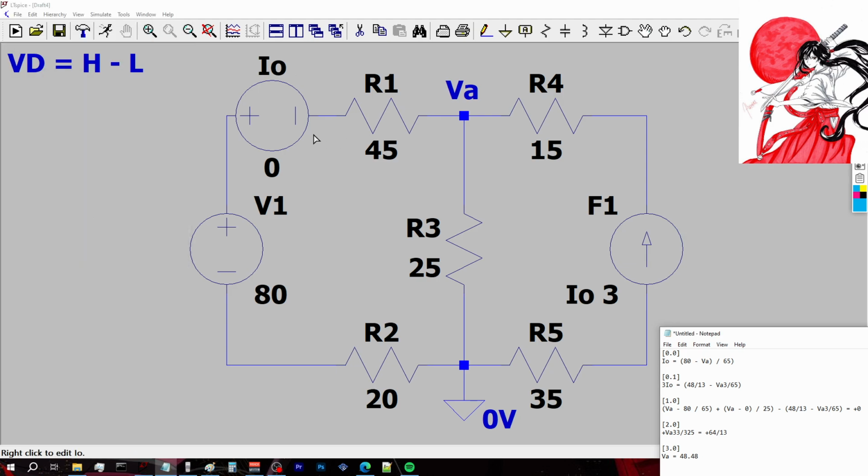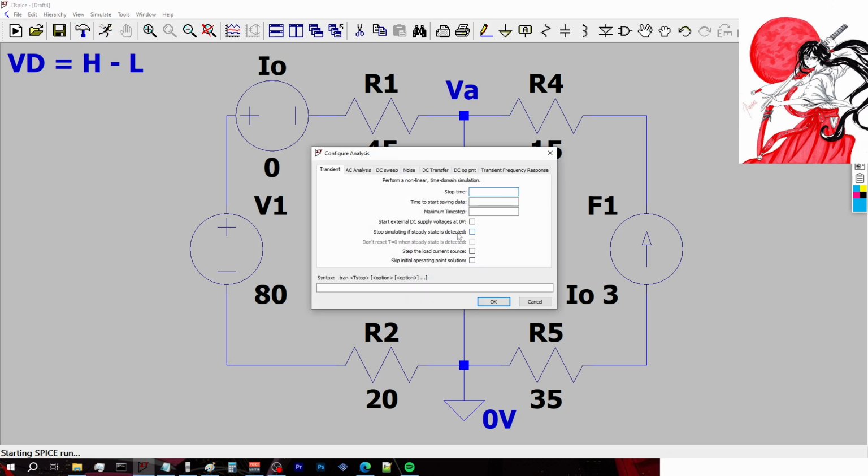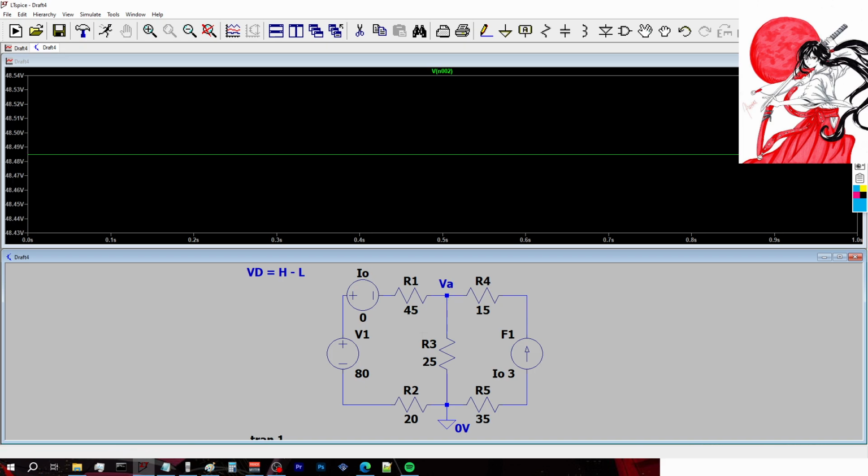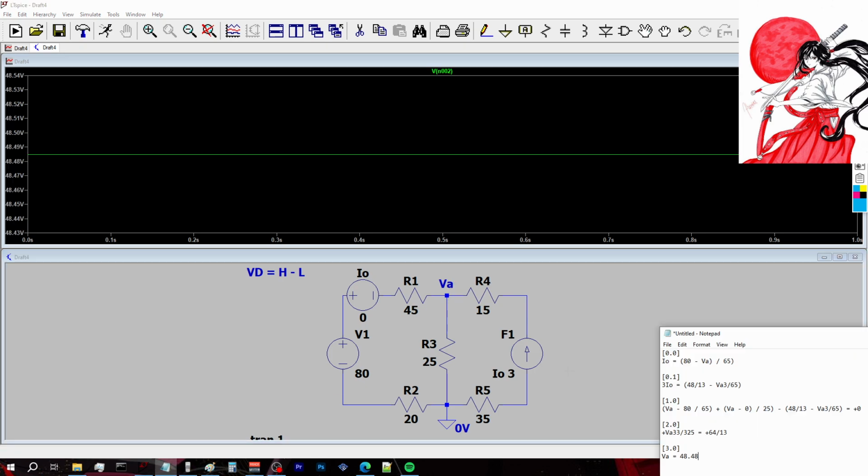So let us see if that is correct. Let's run a simulation. Here we go, one second. And that is correct. As you can see, that is indeed correct. All right.